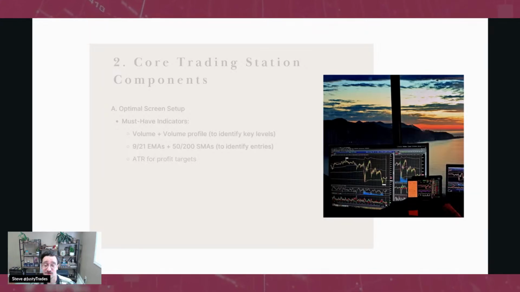So besides the volume ones, I think there are a few that are pretty key. So let's talk about them.